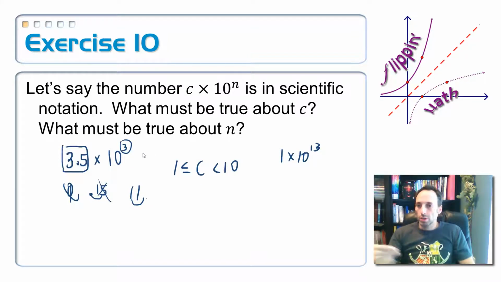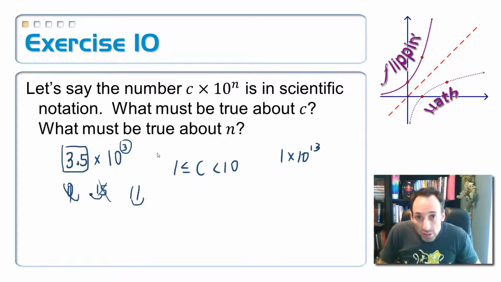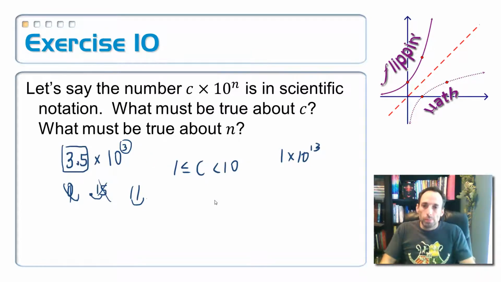In scientific notation, it could be like 3, 4, 5. I can go down. It could be 0 if I wanted it to be. Can it be negative? Yeah, it just means to move the decimal place over. Can it be fractions? No. So this means that it can only be an integer. So this n has to be an element of the integers.